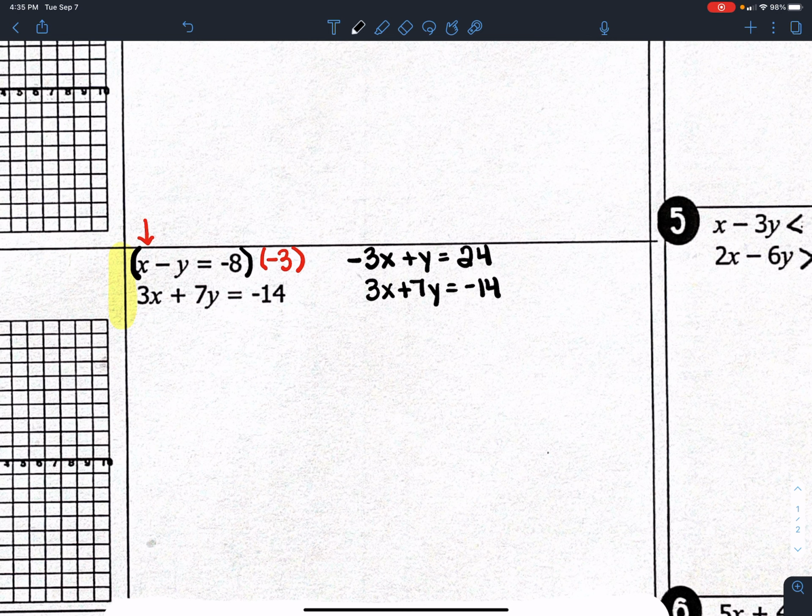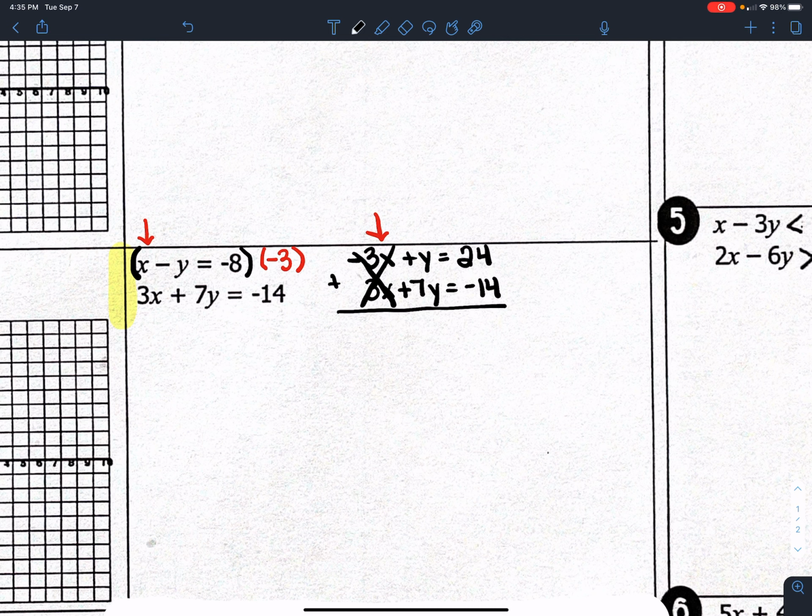Now if I would have changed something, then these here would not have been negative 3x and positive 3x, which is what I need them to be. So I don't want to change anything in that second equation because it already works for me. Okay. So the negative 3x and the positive 3x are eliminated. Okay, the whole process of elimination.